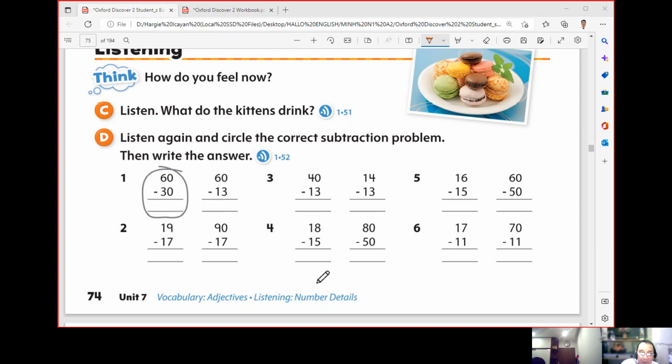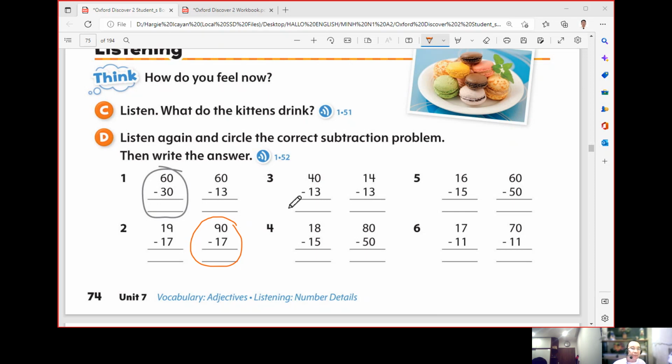Okay, I have to pause for that. Now, which do you think would be the correct subtraction problem for number two? There were 90 buses and 17 dirty buses. So how many clean buses all in all? So this one is the correct statement. Let's continue.